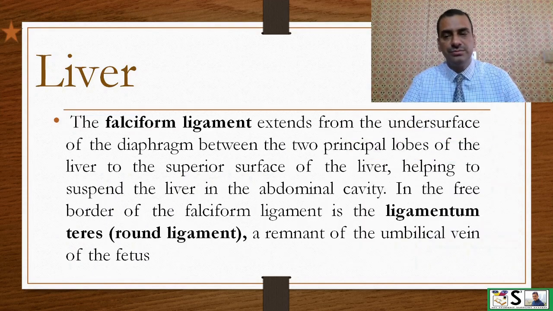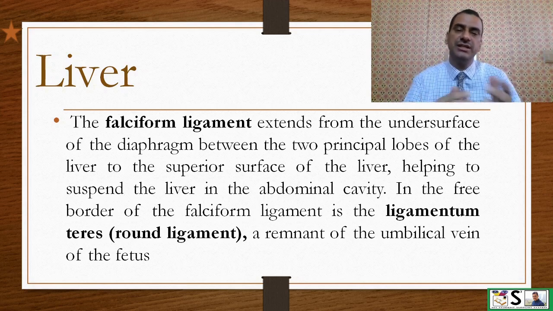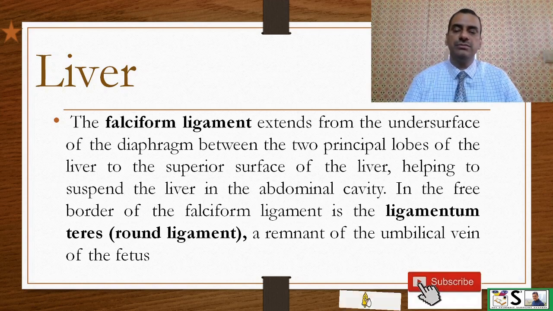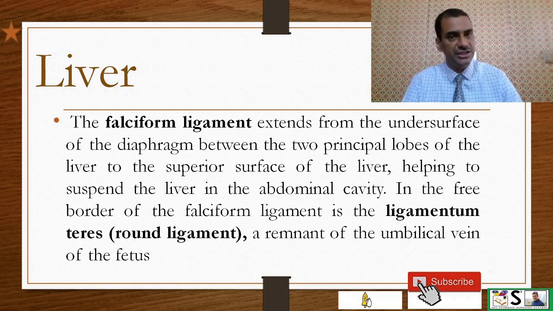The falciform ligament extends from the undersurface of the diaphragm between the two principal lobes of the liver to the superior surface of the liver, helping to suspend the liver in the abdominal cavity. In the free border of the falciform ligament, there is the ligamentum teres or round ligament, which is a remnant of the umbilical vein in the fetus.